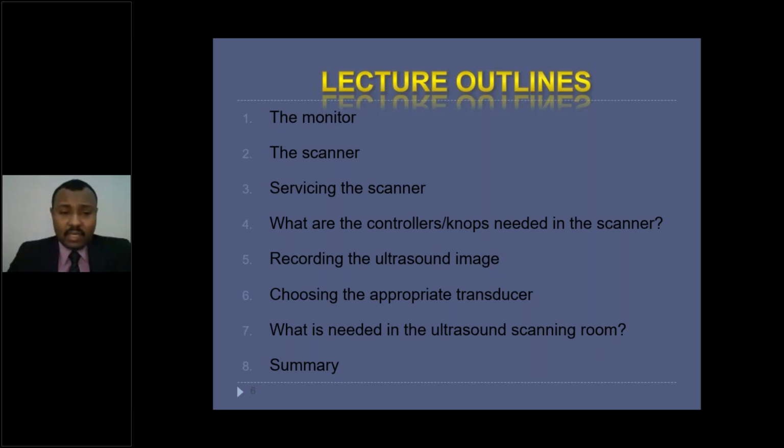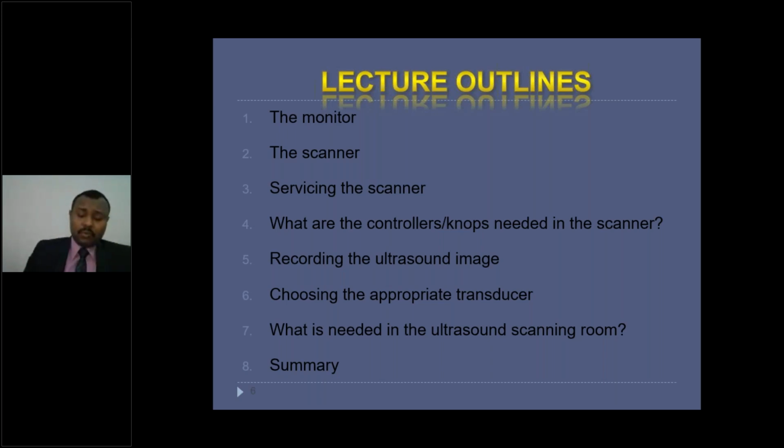Another question will be raised in point number 7: what is needed in the ultrasound scanning room? I will address the answer to this question throughout this lecture. And finally, all the preceding points, from number 1 to number 7, will be summarized in the final section of this lecture, which is devoted to the summary.